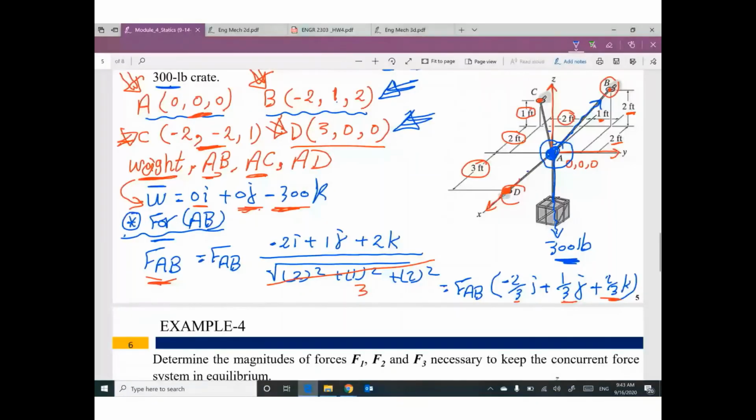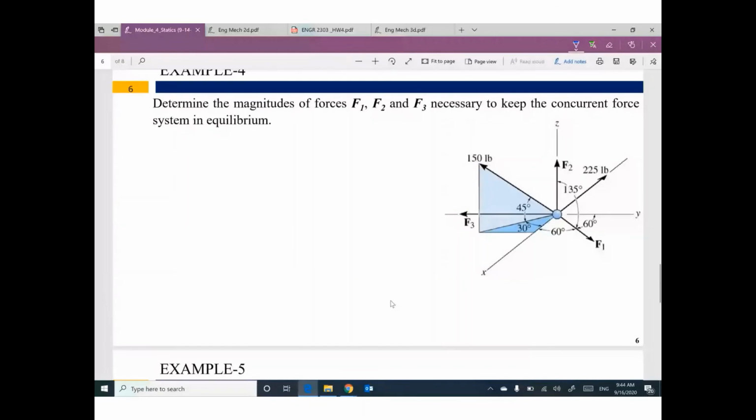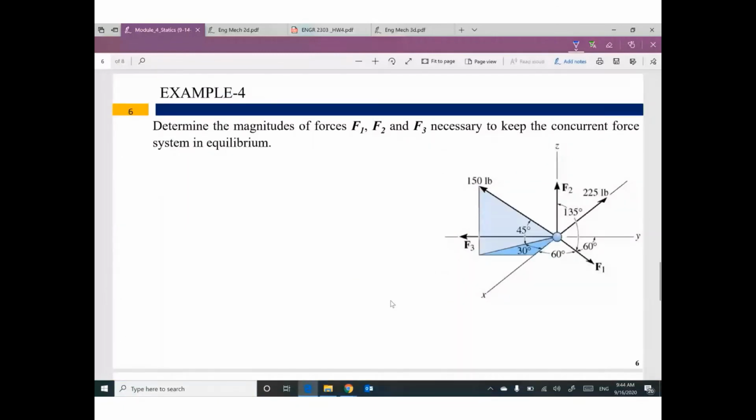One more. We have a system of forces. Guys, this one looks like your quiz. I'm not sure why students are confused about this one. We have forces given.